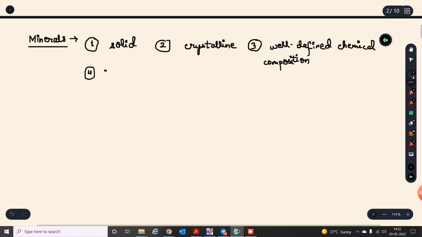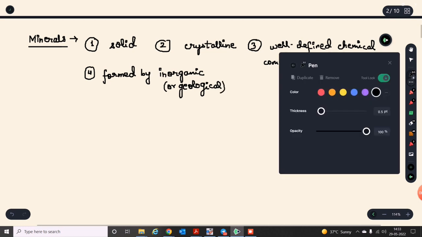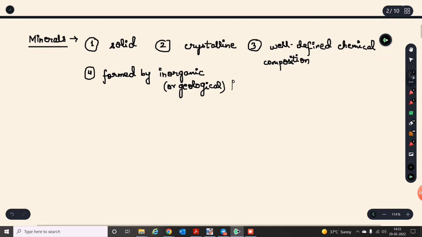It should have been formed by inorganic or geological processes. It should not be formed by organic processes. All right. So anything that is formed by organic processes or anthropogenic processes or man-made processes and also justifies all the other points, then it is not considered to be a mineral. So a mineral must always be formed by inorganic or geological processes.